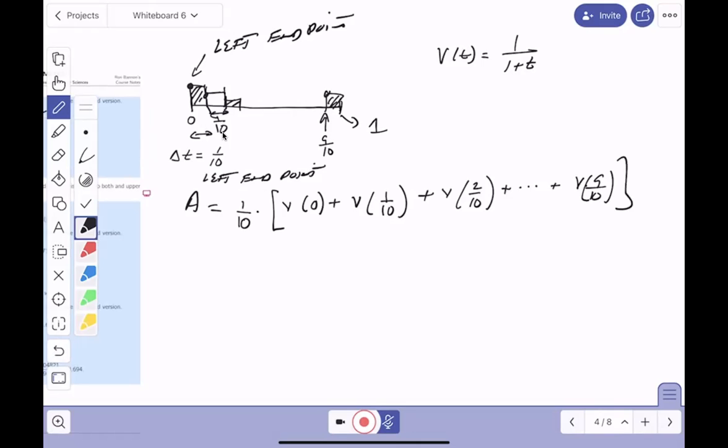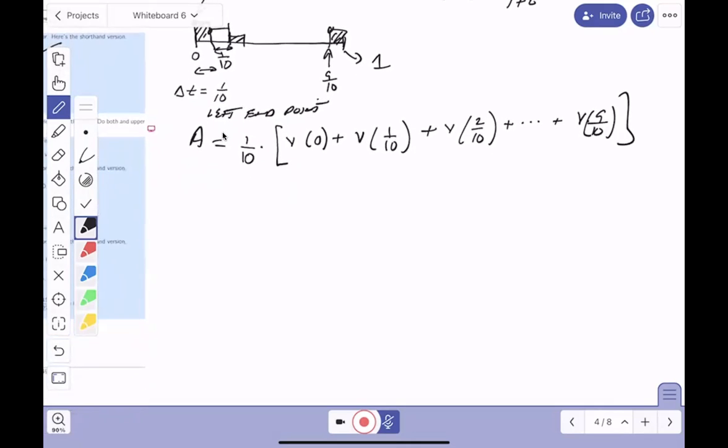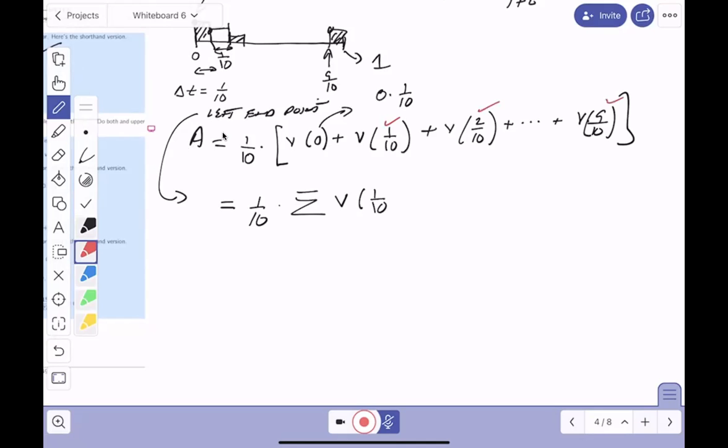All right. I'm not asking you to compute this, but I want to write it down as a summation now. So it's going to be the left endpoint. It's going to be 1/10 times the sum of V. Well, I'm going to say that these things over here have something to do with 1/10. For example, this 0 is 0 times 1/10. What's this one? 1 times 1/10, 2 times 1/10. And what do you get? Up to 9 times 1/10. So let me write this down for you.